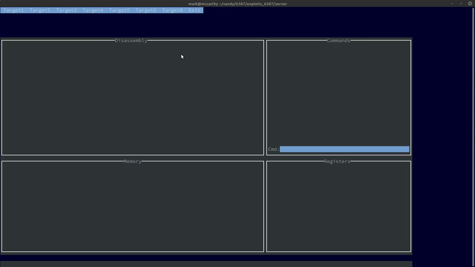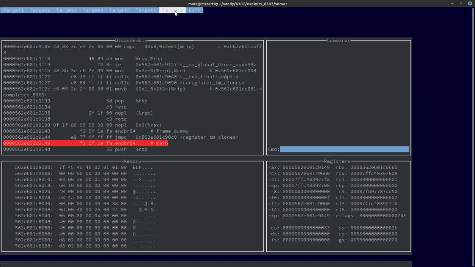So here is target 8, which you hadn't actually seen before. I didn't have it in the configuration because you can't really attack it on a 64-bit system effectively. So why is that? Well, you can't really tell from looking at it here, but take a look at the stack. It's at 562E601C8000. And we probably just have to remember the 1C8000.